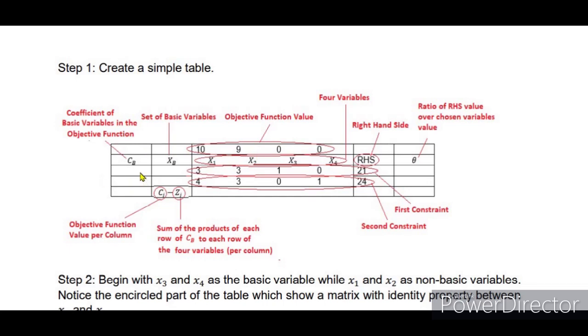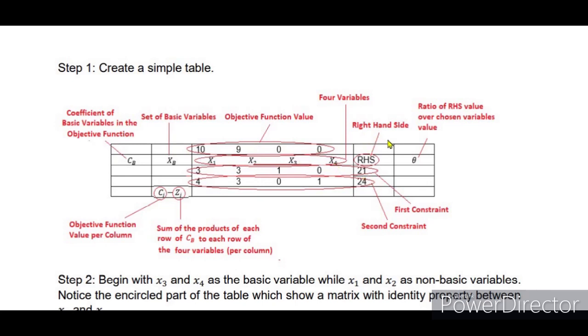So the first column is for the c sub b. It is the coefficient of basic variables in the objective function, while x sub b is the set of basic variables. They are the variables that we are solving. Next is the objective function value. So we will put the numerical coefficient of the objective function here. Next are the 4 variables. So we have 4 variables including the 2 slack variables.